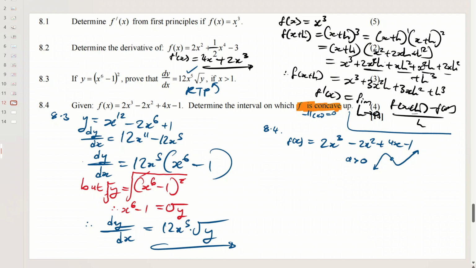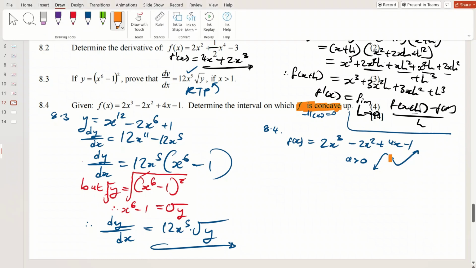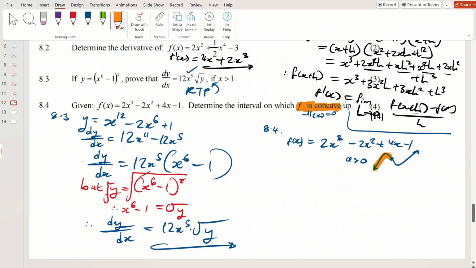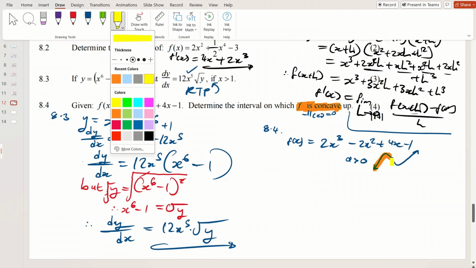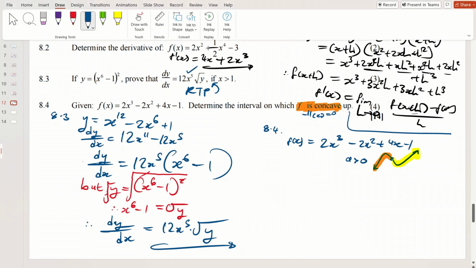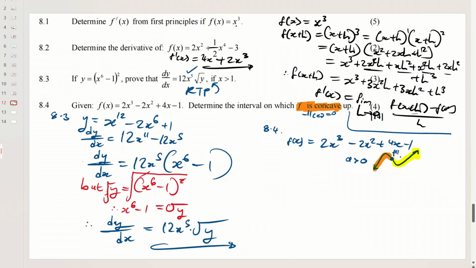Concavity is where your graph is either concave down like that, or concave up. And this is where this point here is what? The second derivative. So you're just going to say, okay, let's take the first derivative. It's all about what? The maximum and the minimum. It's all about the turning point.